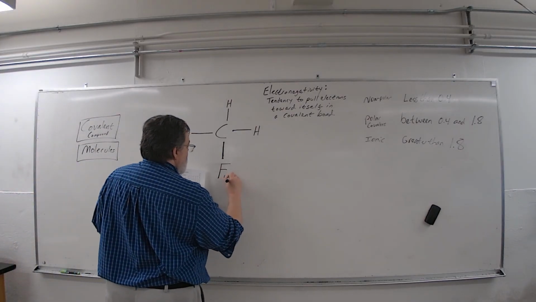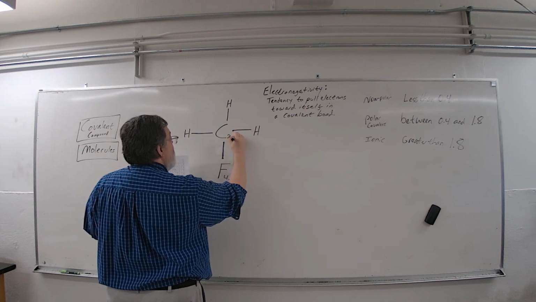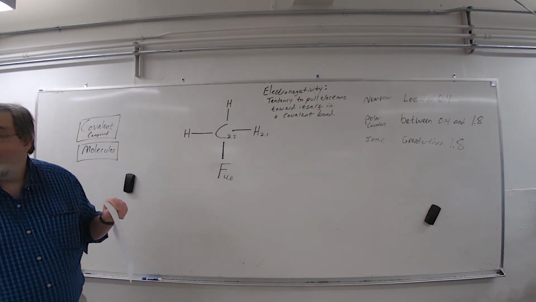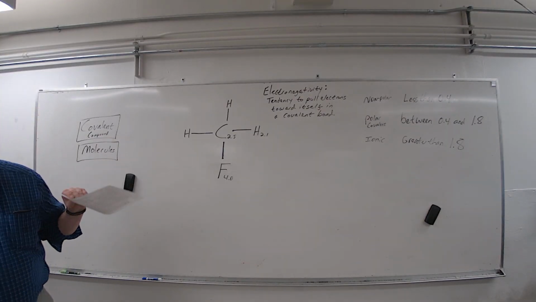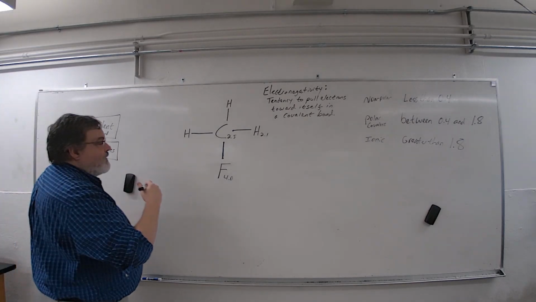I don't make you memorize these. In the bottom right corner, for fluorine, you see 4.0. For carbon, you see 2.5. For hydrogen, you see 2.1. Do you see that? So you'll have that on the test and use it for any problem you're trying to work out.